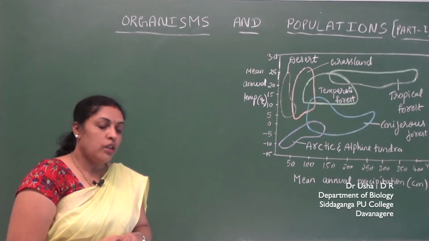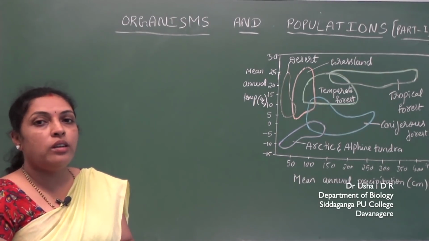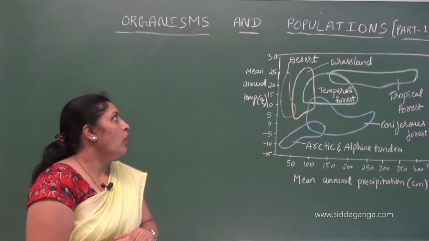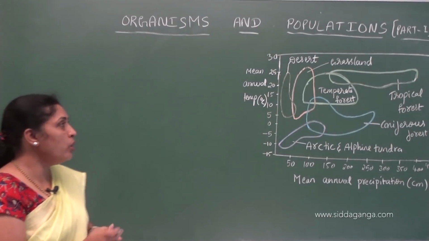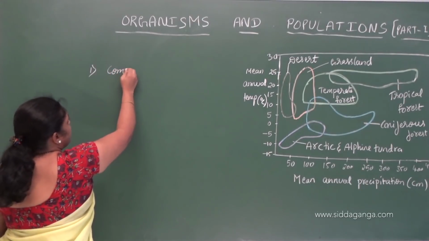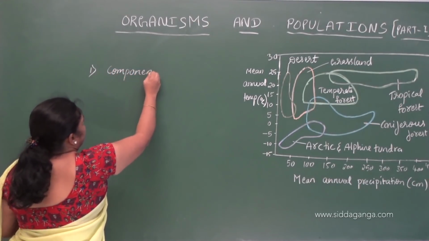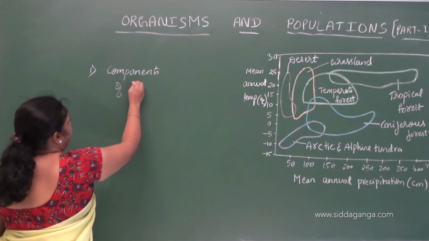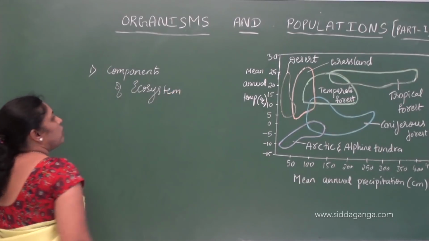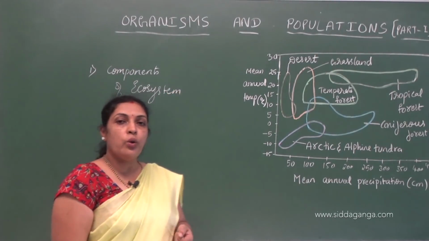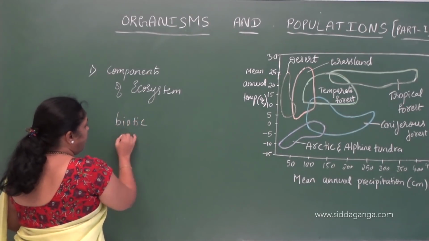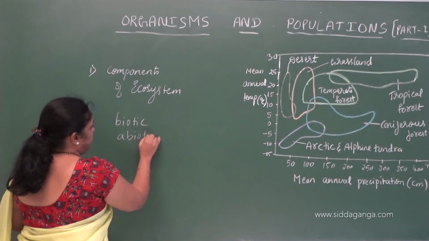Namaste children. Today we'll start with another new chapter, Organisms and Populations. In this chapter, we are going to study the components of ecosystem. That includes biotic factors and abiotic factors.